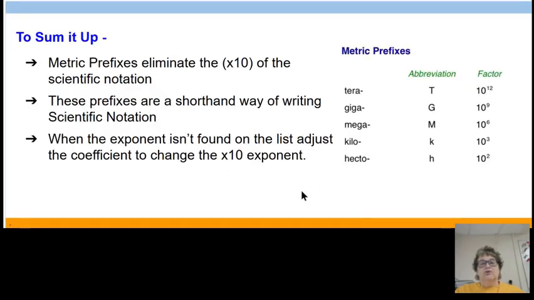All right, to sum it up, metric prefixes eliminate the times 10 of the scientific notation. The prefixes are a shorthand way of writing scientific notation. And when the exponent isn't found on the list, adjust the coefficient to change the times 10 exponent to one that is on the list.